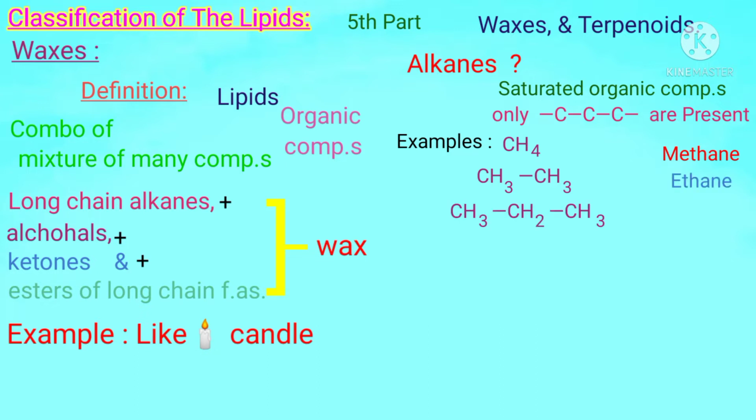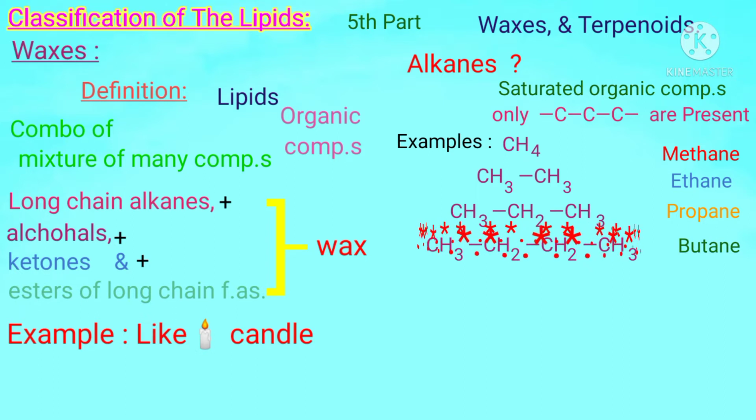Next, CH3-CH2-CH3, that is propane. Next, CH3-CH2-CH2-CH3, that is butane. Students, from all these examples, you can see for yourself that all the carbons have their full 4 valencies and possess only single bonds. Dear students, in the alkanes, only carbon and hydrogen atoms are present and there is no more space for the addition of any atom in an alkane.